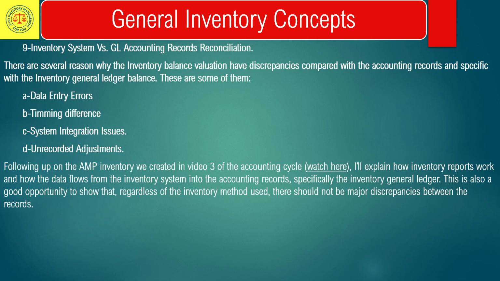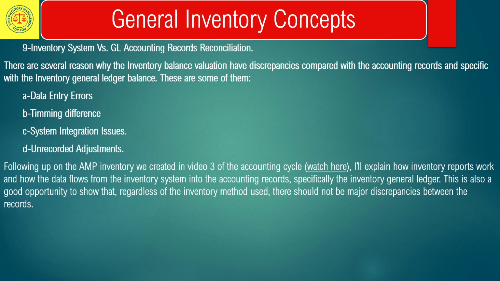Following up on the A&P inventory we create in video 3 of the accounting cycle, I'll explain how the inventory report works and how the data flows from the inventory system into the accounting records, especially the inventory general ledger. This is also a good opportunity to show that regardless of the inventory methods, there should not be major discrepancy between the records.